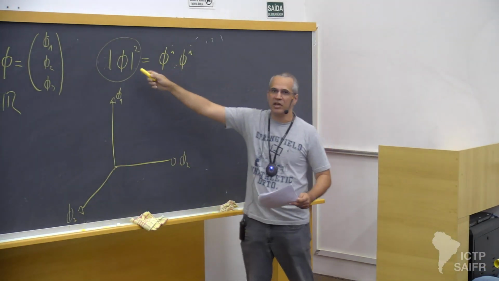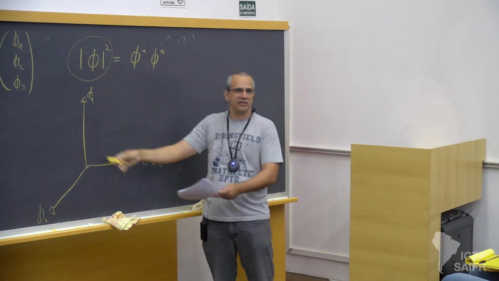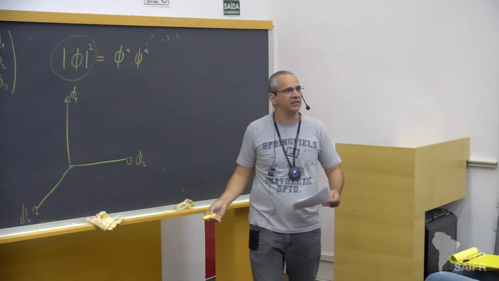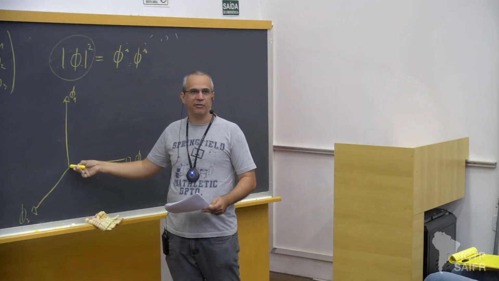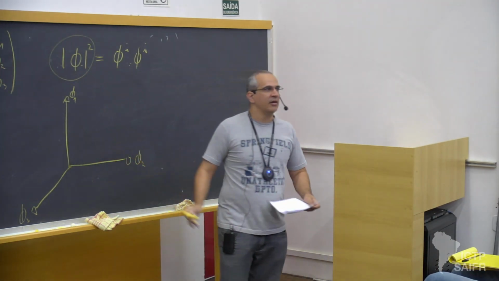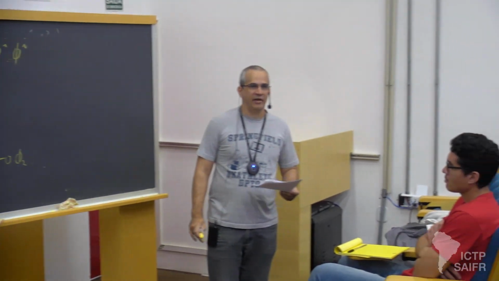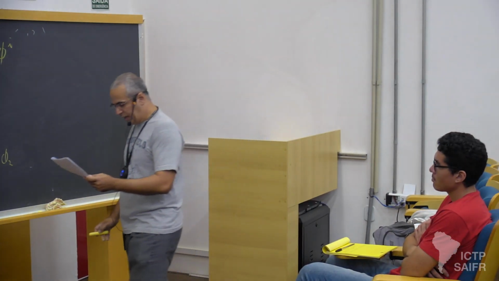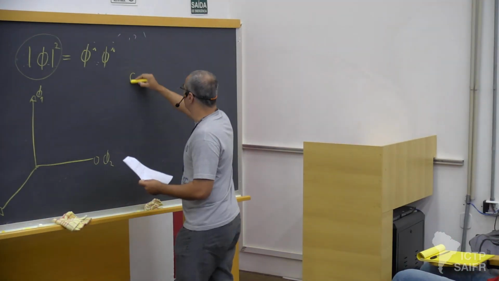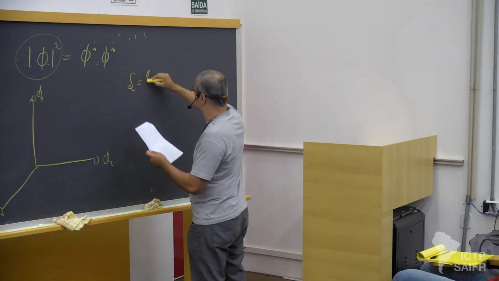Because putting only this in my Lagrangian means the whole theory only depends on the distance from the origin, right? So this is SO(3) invariant, right? And you could write a Lagrangian. It's very easy. The simplest one you can think of would look like this.